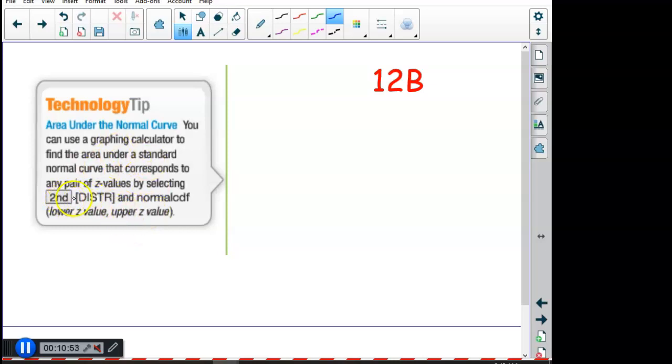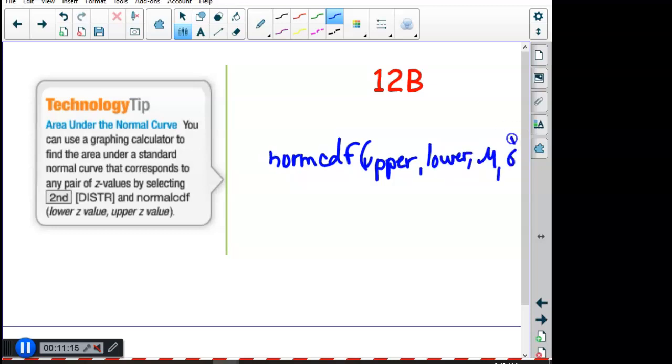This little box reminds you how to use this. It says, second distribution will find norm CDF. You put in the lower z-score and the upper z-score. If you're not using z-scores, then it's norm CDF, upper, lower, mean, and standard deviation. If you have a newer calculator, it will prompt you for all those things. Everybody good?